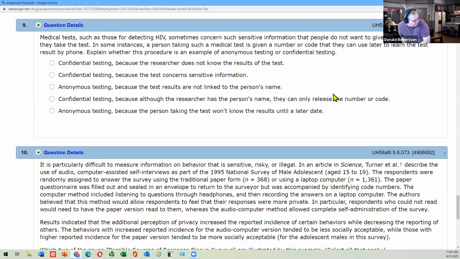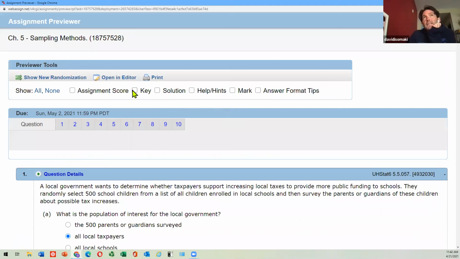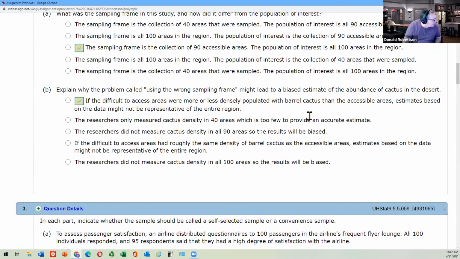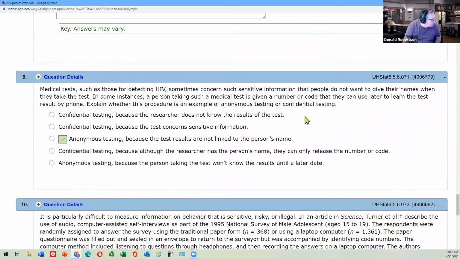Anonymous testing because the test results are not linked to the person's name. Well, they are actually indirectly linked to it because the name has a code and then the code is what they use. Not sure I'd use that one. And the last one is anonymous testing because the person taking the test won't know the results until a later date. I don't know why that would be anonymous. I don't think it would be the sensitive information because it could be not sensitive information and be the same situation. Let's find out. I've chosen their little tick thing and they're going to tell me.